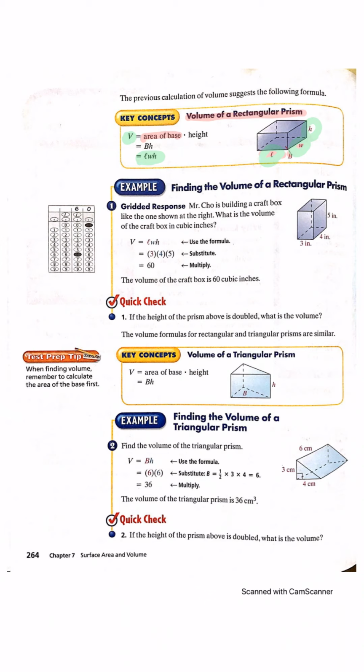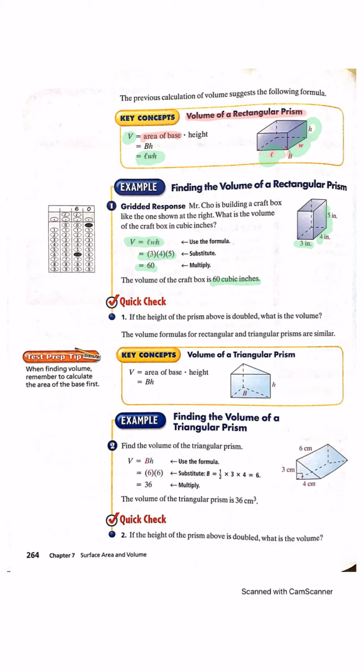Find the volume of a rectangular prism. Mr. Cho is building a craft box like the one shown on the right. What is the volume of the craft box in cubic inches? So here's our formula. Volume equals length times width times height. 3 times 4 times 5 equals 60. The volume of the craft box is 60 cubic inches.